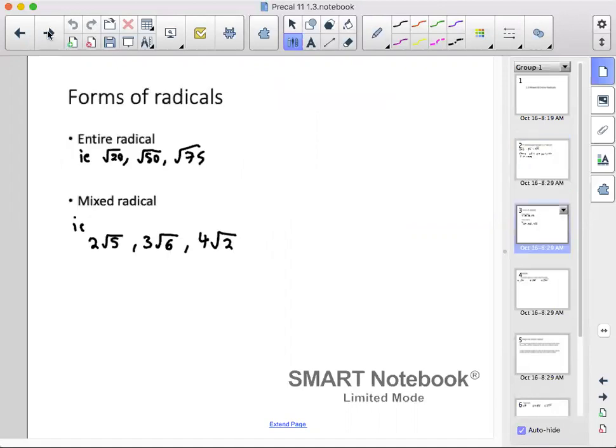We have different types of radicals. We have entire radicals and mixed radicals. An entire radical is when everything is inside our root. A mixed radical is when we've been able to simplify and take stuff in front of the root. So root 20 would be the same as 2 root 5. We also have 3 root 6, 4 root 2. These two don't match these ones, but this would be the same value as this. So a mixed radical just means we have something in front and then something inside.